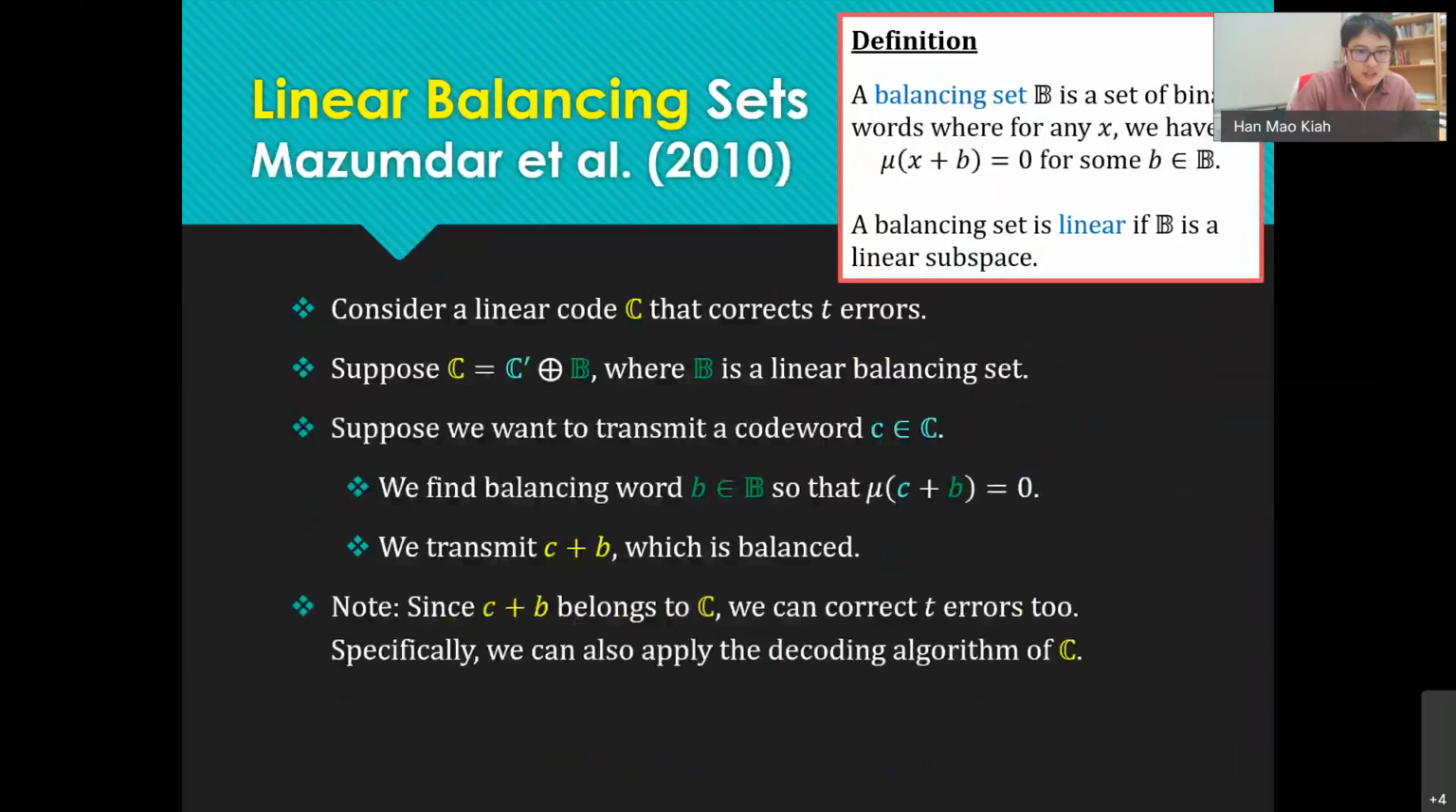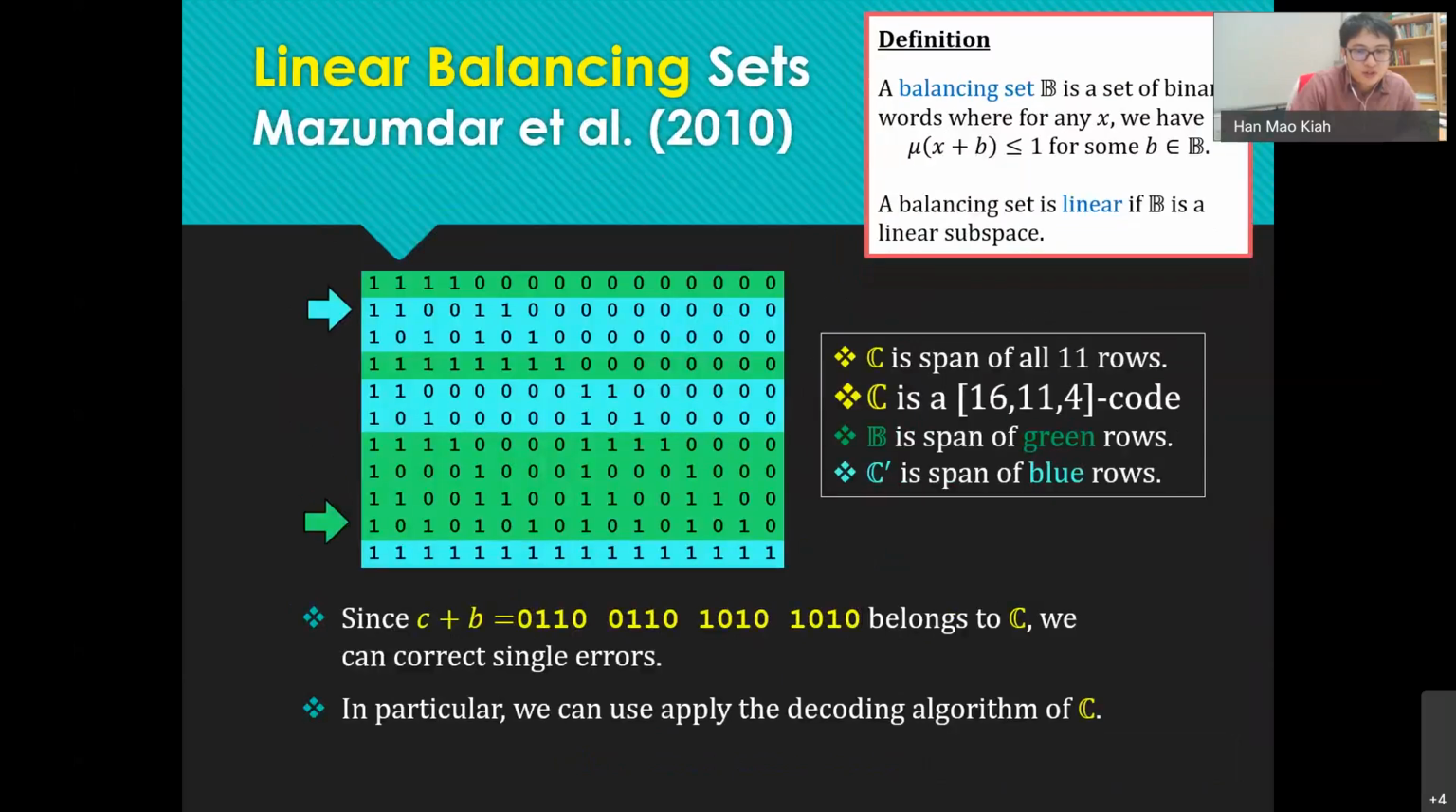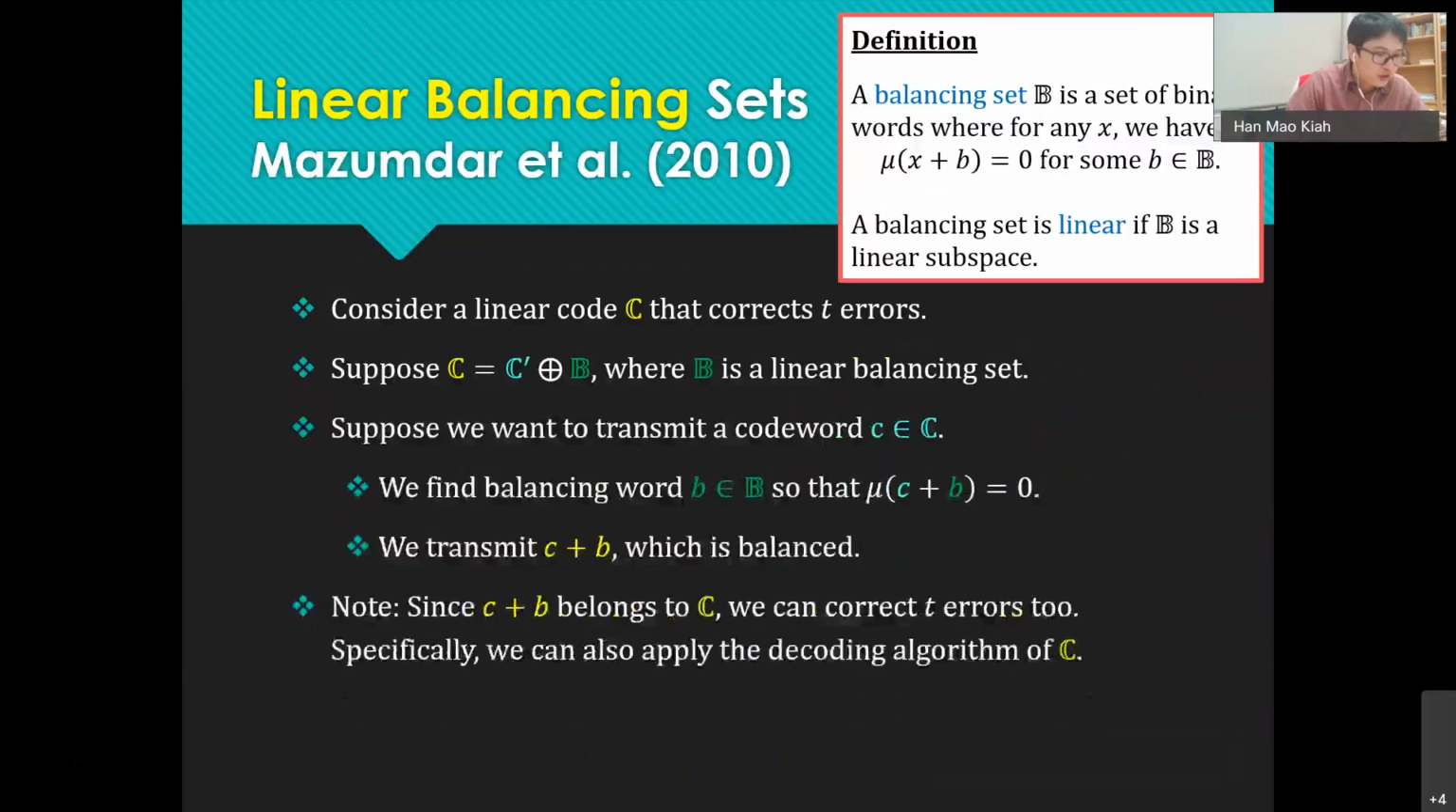The word C plus B belongs to the original single error correcting code. So in other words, even for C plus B, if there's a single error, I will be able to correct it. In particular, we can apply any decoding algorithm that we had for the original code C. And of course, this works for any linear code in general. Again, let me emphasize that what we are doing here is simply to inherit the decoding algorithm of the original code C for error correcting purposes.